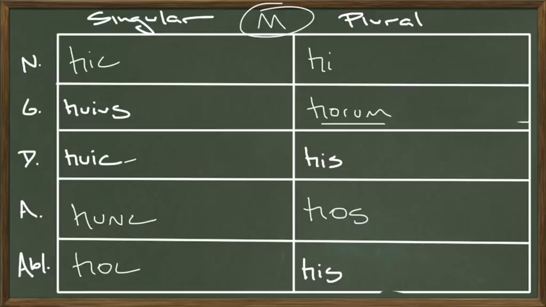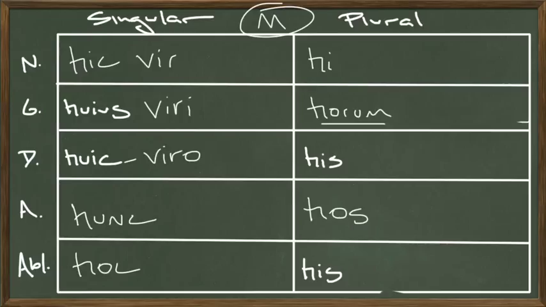Let's add vir. So, this man, right? If I wanted to say this man in Latin, I would say hic vir. If I wanted to say of this man, then I would use vir in the genitive: huius viri. The wife of this man was in town today. Huius viri.